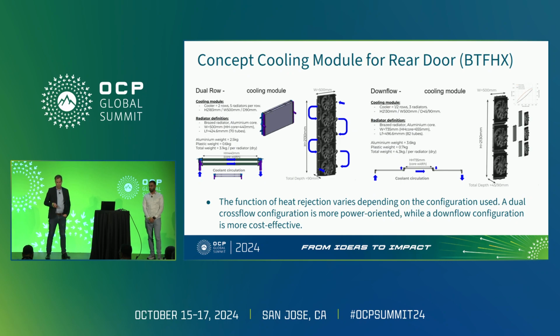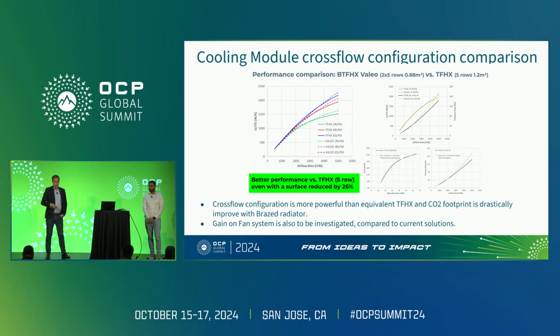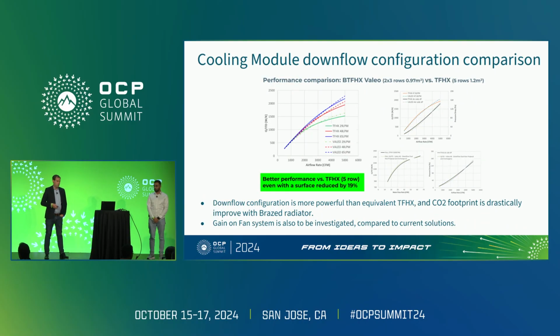And of course, in terms of performance, for the cross-flow configuration we are able to reduce the surface of the heat exchanger by 26%, which is also interesting in terms of cost and CO2 footprint. And even by reducing this surface by 26%, we are above the mechanical radiator used as a reference in terms of performance.